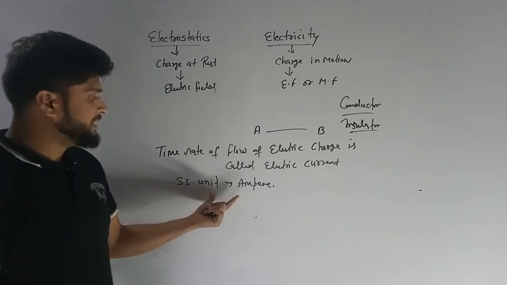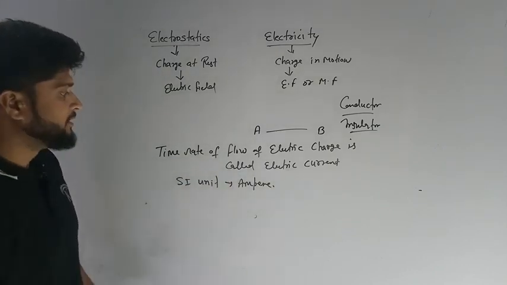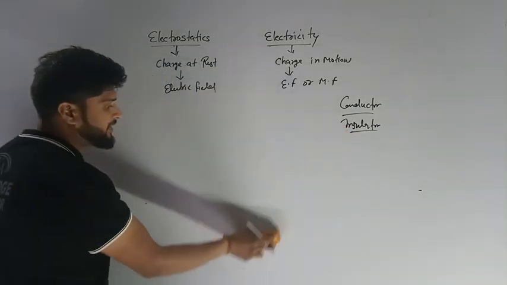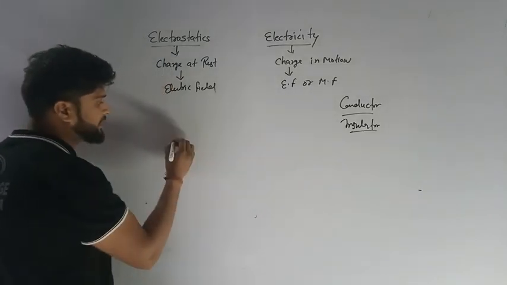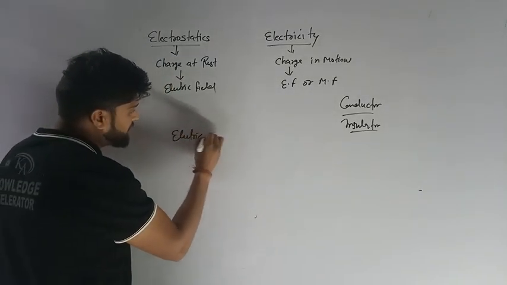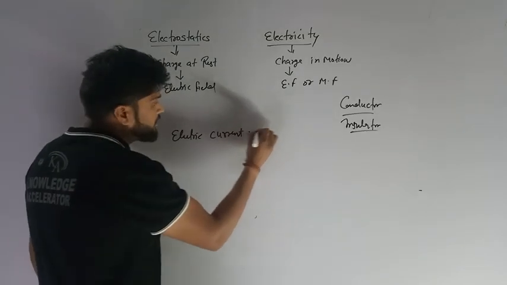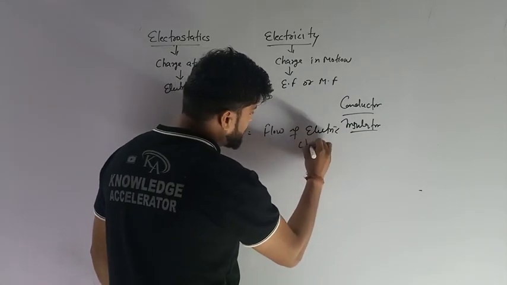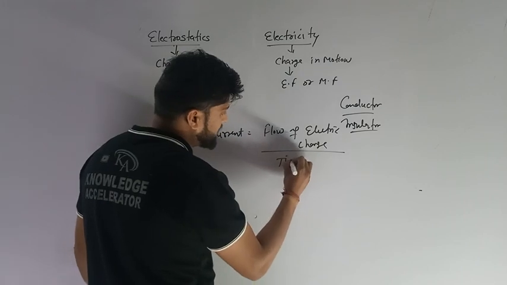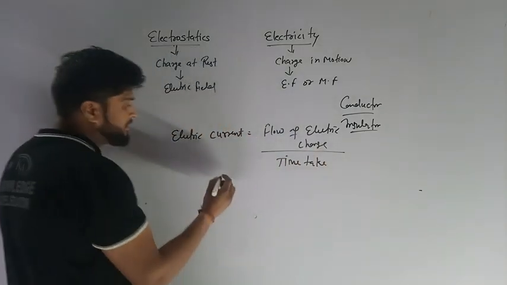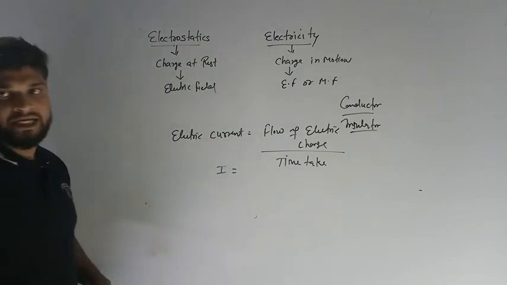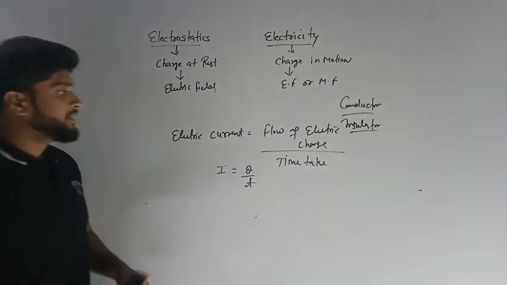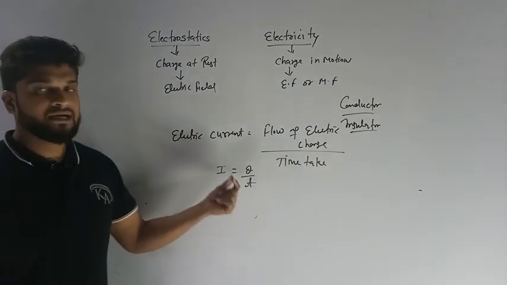Now we will define the formula of electric current. As we know, electric current is the time rate of flow of electric charge. So electric current equals the flow of electric charge over time taken. Here electric current is denoted by capital I, and I equals Q by T, where Q is the electric charge and T is the time.